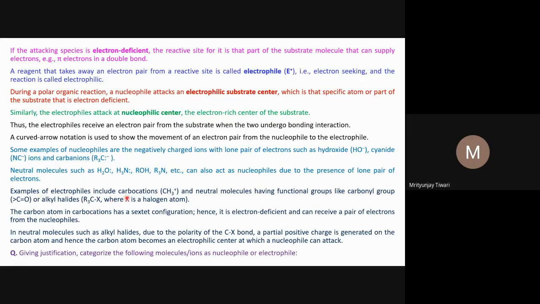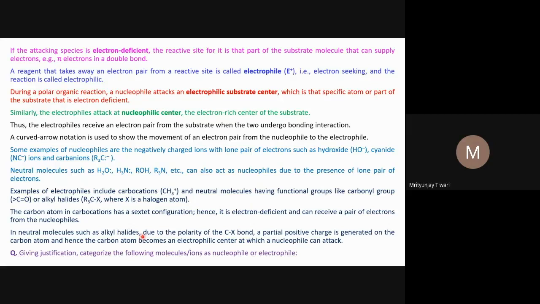So the examples of electrophiles include carbocations and neutral molecules having functional groups like the carbonyl group, C double bond O, or alkyl halides, R3CX, where X is a halogen atom. The carbon atom in carbocations has a sextet configuration. So this is the carbocation, which we already know has a sextet electronic configuration, and hence it is electron deficient and can receive a pair of electrons from the nucleophile. Neutral molecules can also have a sextet of electrons or an electron deficient center, for example BH3.